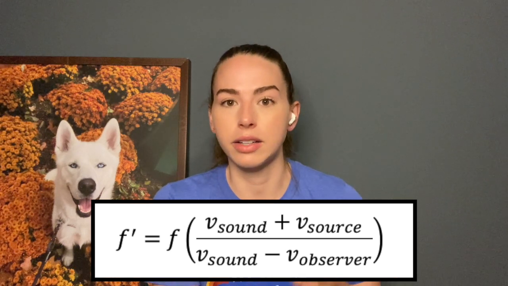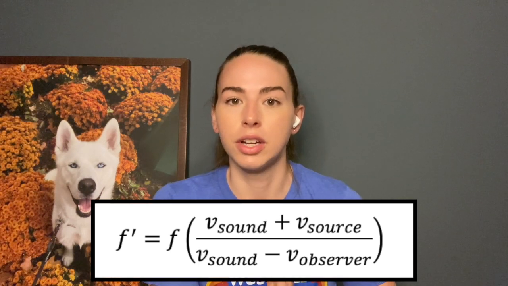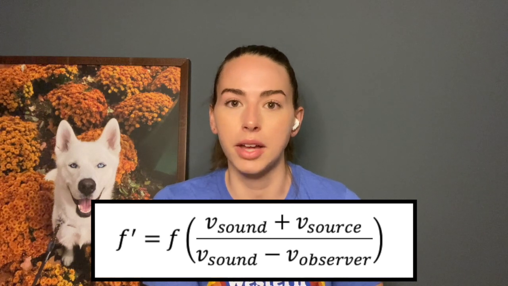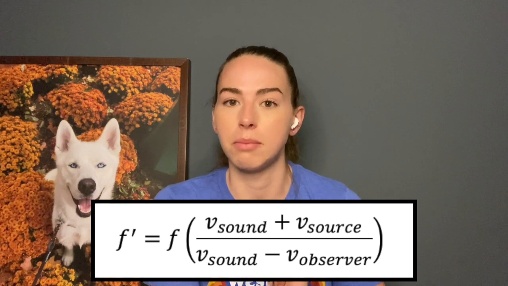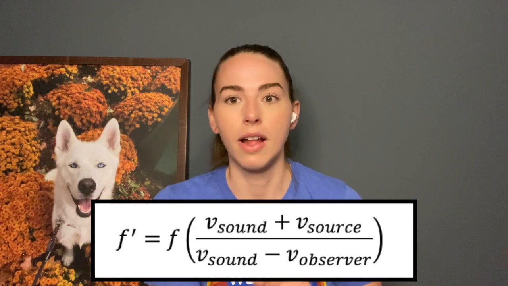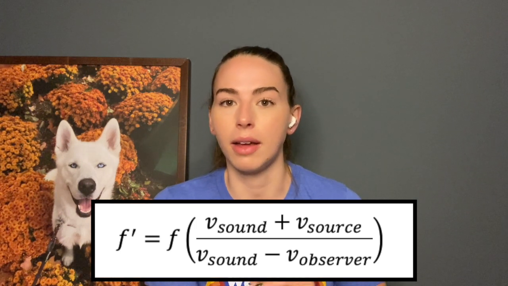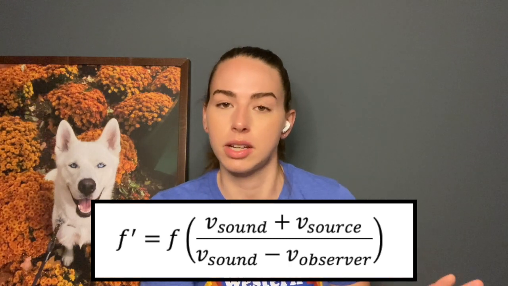I like to write it as F prime equals F times (V sound plus V source) divided by (V sound minus V observer). That takes into account the signs when you are writing out your velocities. If your source is moving away from your observer, the sign will be negative. If it's moving towards, it'll be positive, and same for the observer. If the observer is moving towards the source, that V observer is going to be positive. If it's moving away, that V observer is going to be negative.